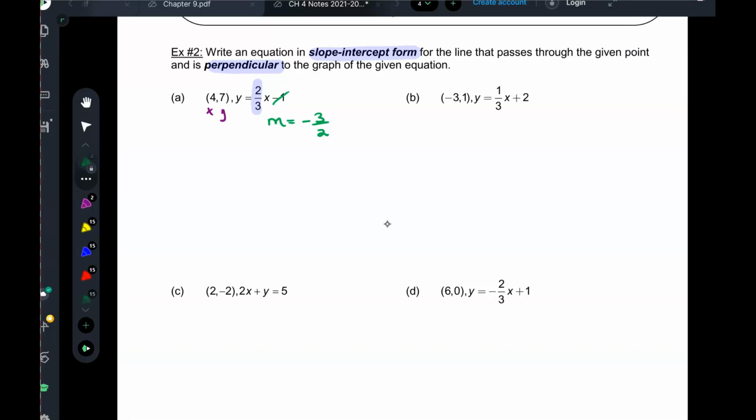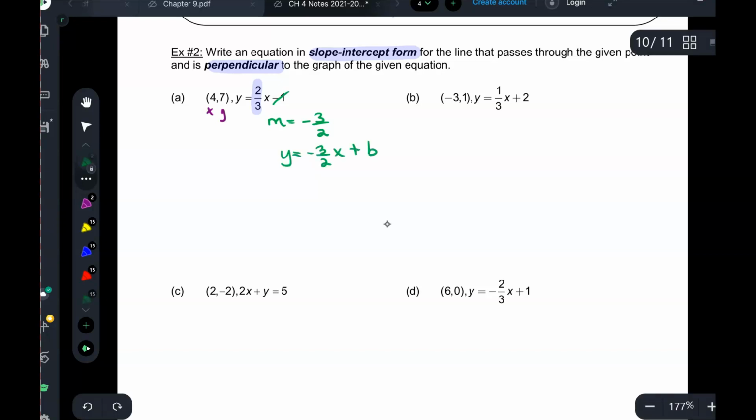Okay, so again, we always ignore the y-intercept of that line. So I know my equation is going to be negative 3 halves x plus b. So it's the same thing. You just have to flip it and make it the opposite sign. Now it's going to be repeating, so it's going to be exactly the same. So I'm going to plug in, 7 is my y. So I have my negative 3 halves. X is 4.